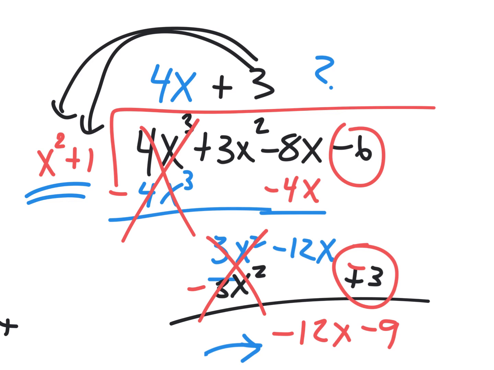So, moral of the story, that one doesn't factor by this. The question in these problems is, is this a factor? If so, you get a 0 remainder and you get the answer. But what if it isn't a factor? Then you say it's not a factor. So x squared plus 1 isn't a factor of this.